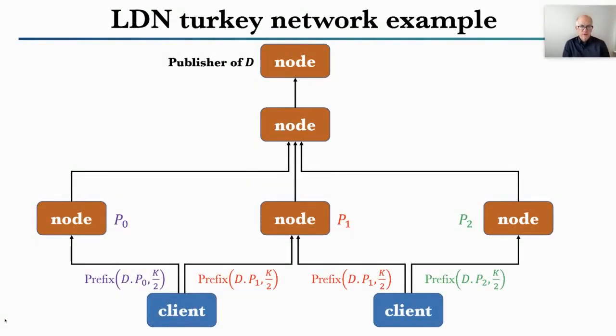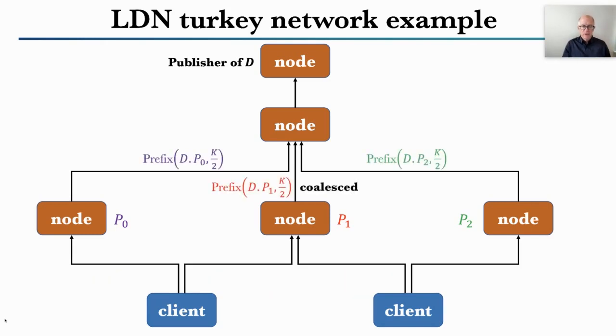Here's an example of a network we call the Turkey network, where there are two clients on the bottom, both trying to download the same object D concurrently, each from two nodes. These are the requests that are going up. As those requests percolate up towards the publisher, the node in the middle with SOAPy P1 coalesced its request into a single request for the prefix of the stream object D.P1.